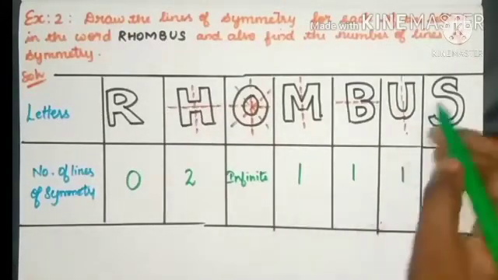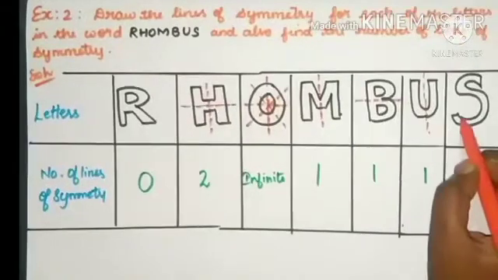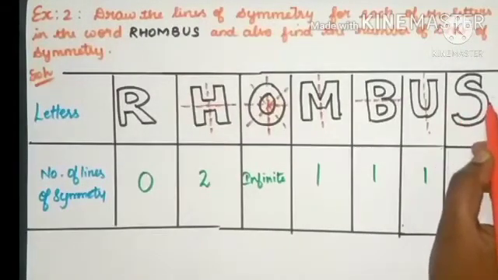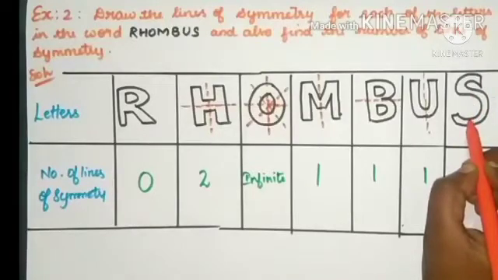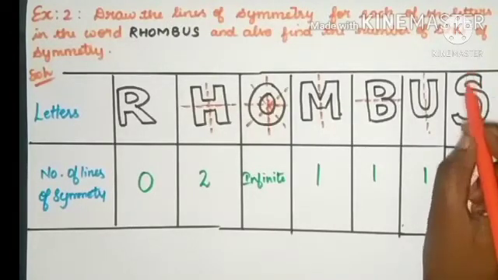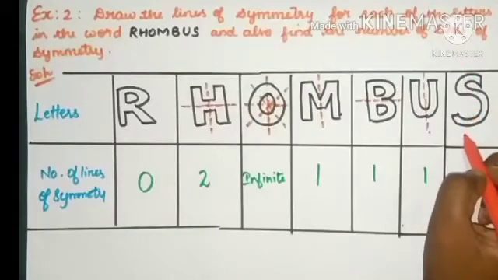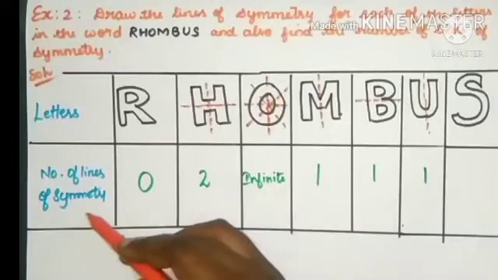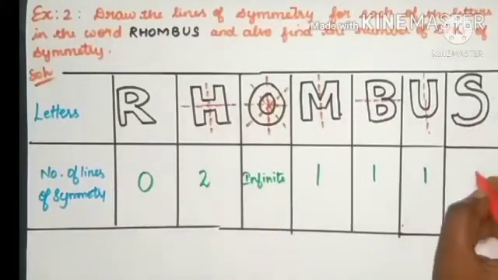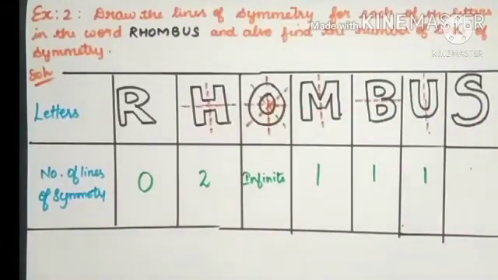Now let's find for the letter S. If we cut horizontally, it will not divide into two equal parts. And for vertical, also it will not divide into two equal parts. Therefore, the number of lines of symmetry for the letter S is 0 because it will not divide into two equal parts.